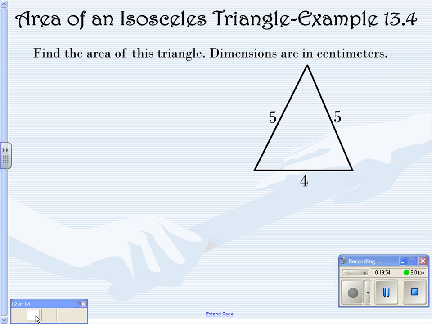All right, so we want to find the area of the triangle. Well, what's the formula for the area? Do we know our base? It's 4. What is the height? Okay, so how are we going to figure out how to find the height? Make a new triangle. So this is 2, and that's the height.